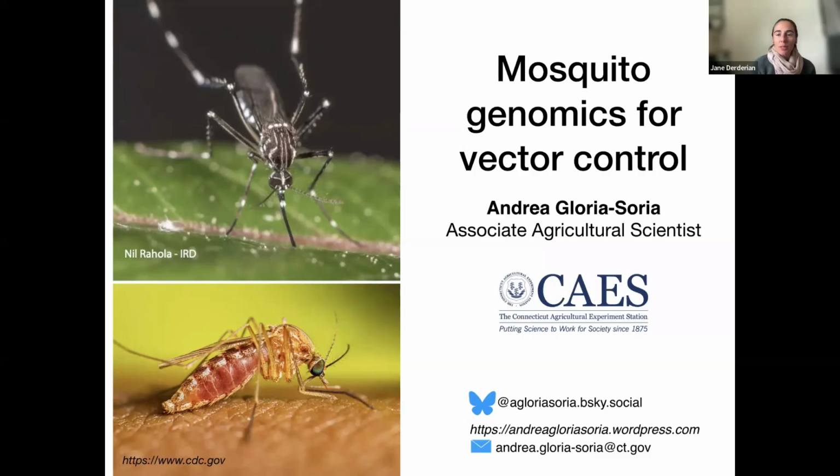Andrea is an associate agricultural scientist and she will be presenting the mosquito genomics for vector control. I know a couple people had questions about that earlier today. She's an associate agricultural scientist at the Connecticut Ag Station and she joined there in 2018. She has expertise in population genetics, molecular biology, evolutionary genetics, vector biology, and experimental evolution.